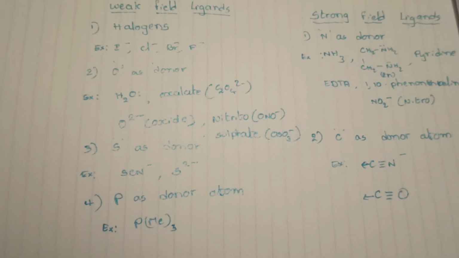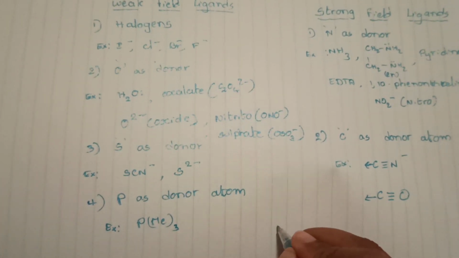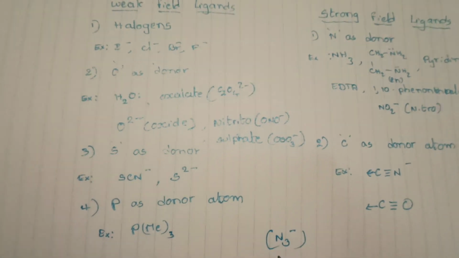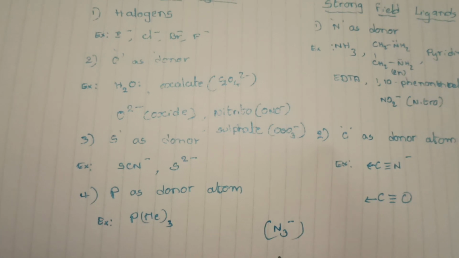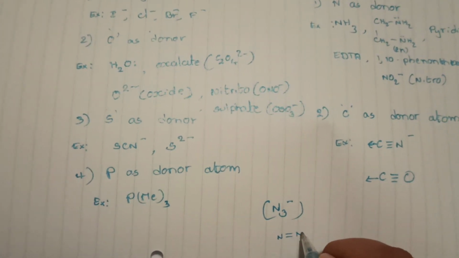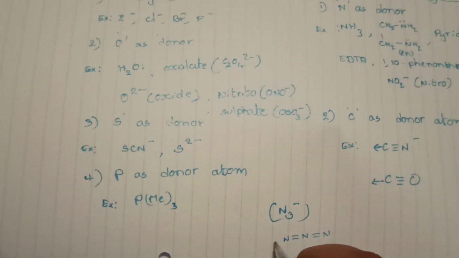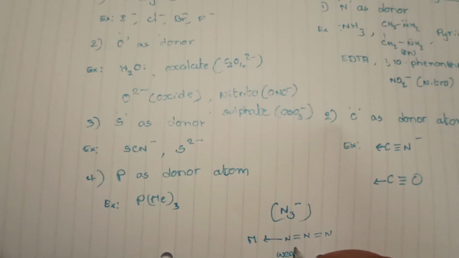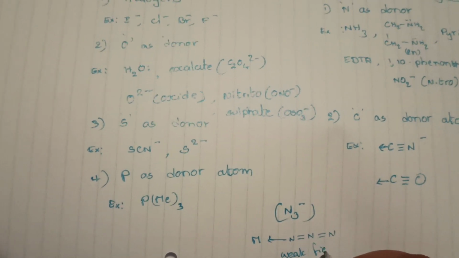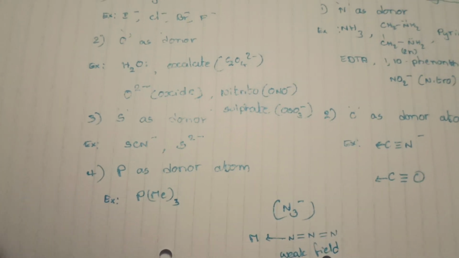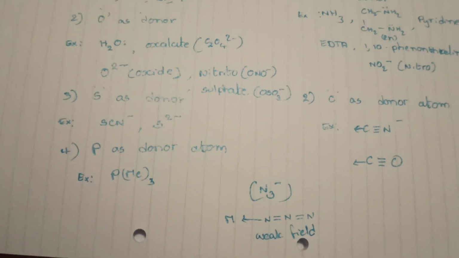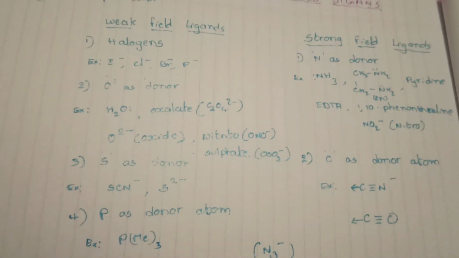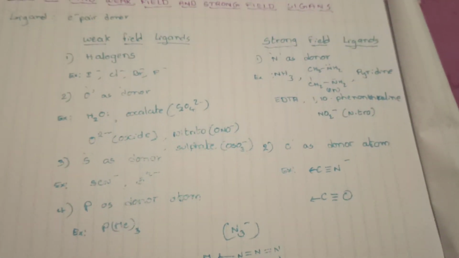There is only one exception to this: nitrite. Even though here it binds through nitrogen to the metal, it is a weak field ligand. This is the only exception. It belongs to weak field even though the nitrogen atom is the donor. The remaining are all very simple to remember.